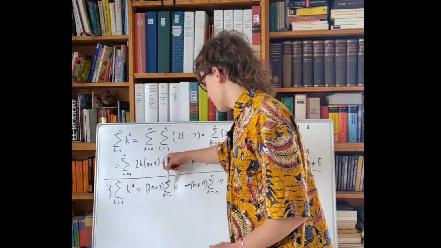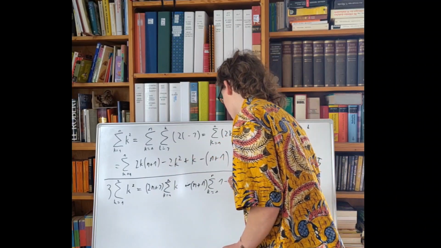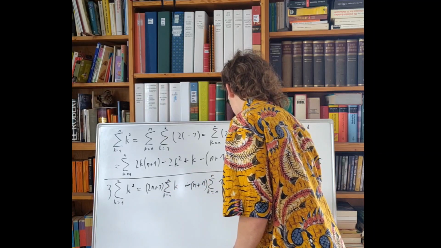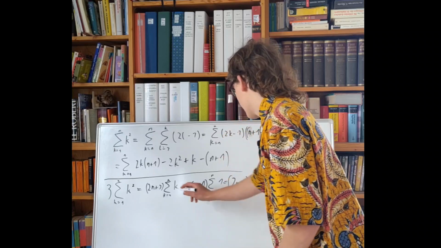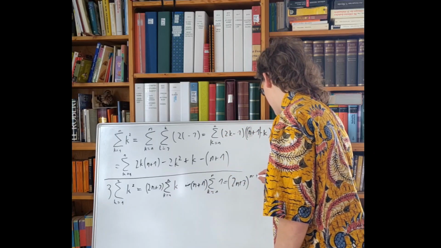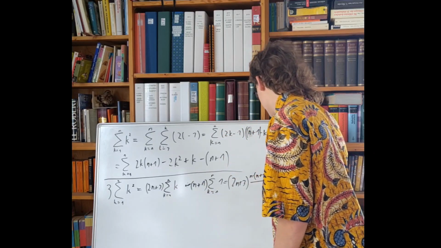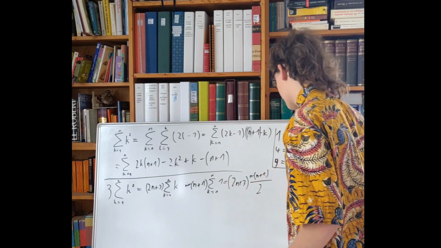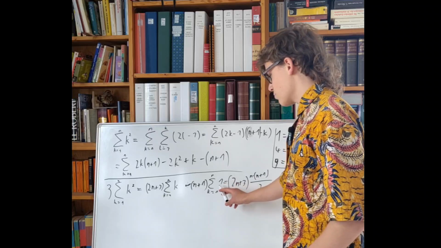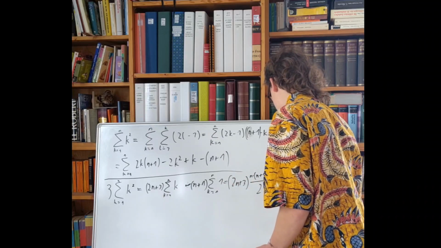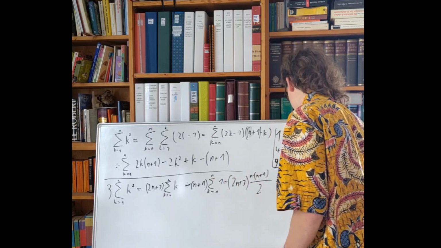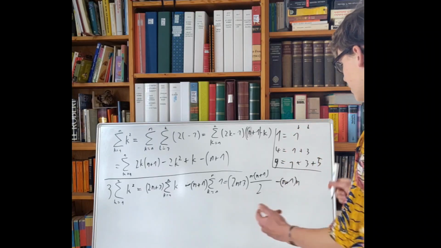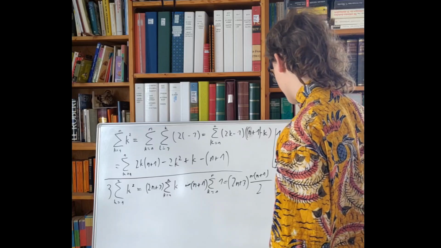So we need a formula for this and a formula for that. Both of them are pretty easy. The first one is just 2n plus 3 stays. We get n times n plus 1 over 2. This is just the Gaussian method. I think that's the name. And for the sum of 1, n times 1, that's n. So you get minus n plus 1 times n.